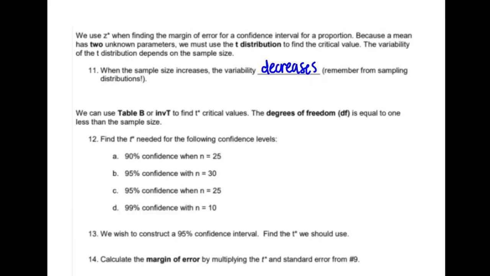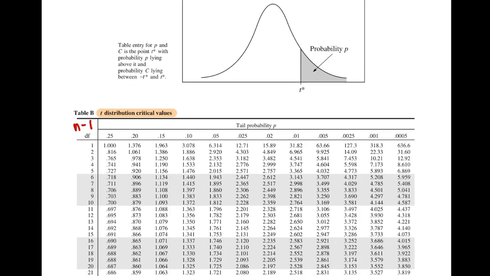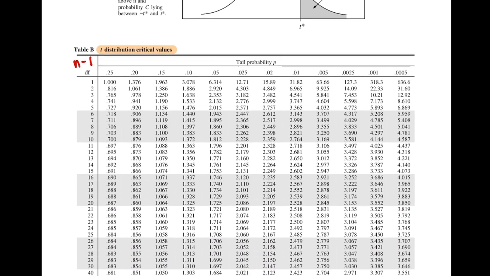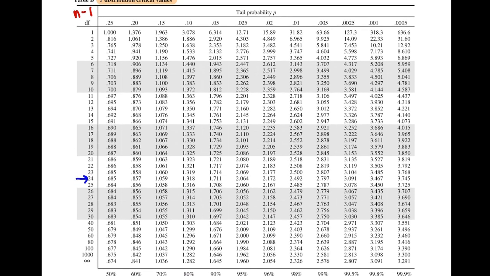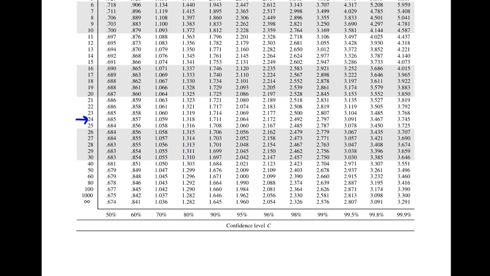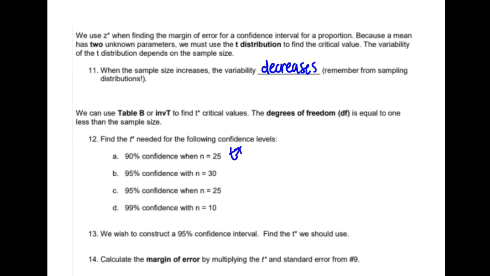90% confidence when n is 25. So what we're going to do is we find 24, because if n is 25, n minus 1 is 24. That's right here. And then on the bottom, we have our confidence levels. So 90% confidence. We want to match those up, and we get 1.711 for that first example. T star equals 1.711.